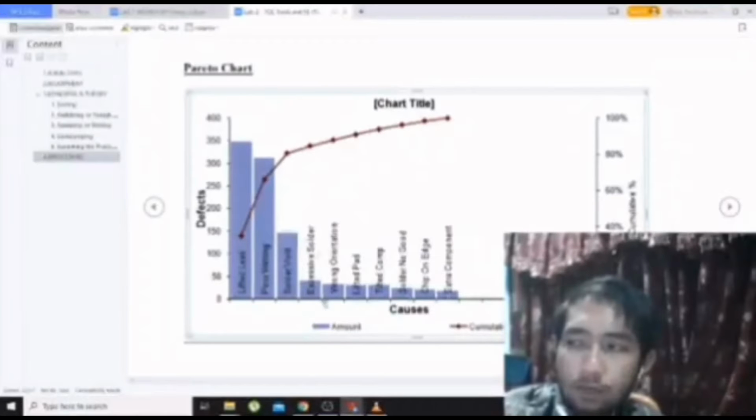For the cumulative percentage, we can see that the graph is in ascending order, which starts with lifted lead and then adds up to forwarding until it hits 100% on extra component.